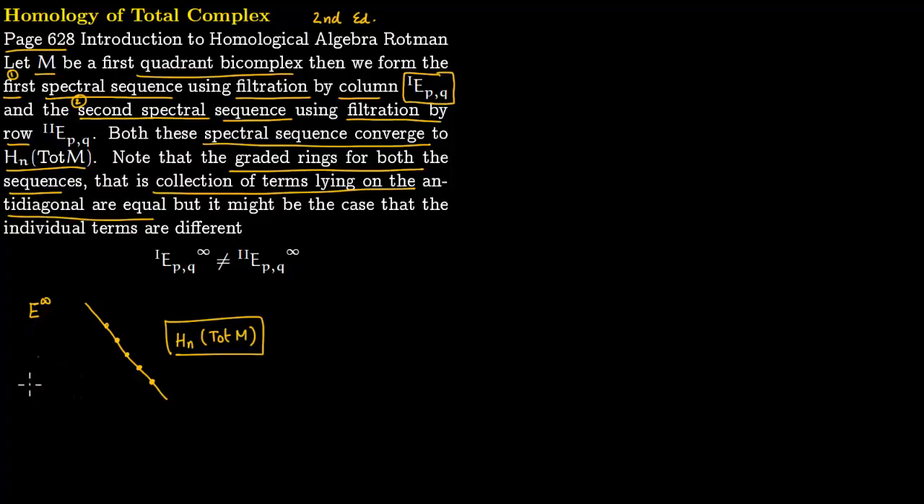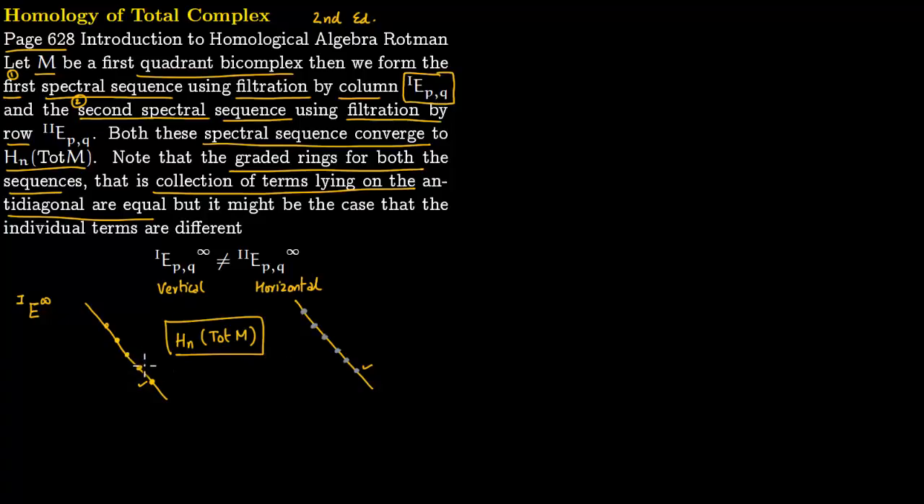So the collection of the terms lying on the anti-diagonal are equal. But the infinity pages might be different. It might be the case that the spectral sequence obtained by using the vertical filtration and the spectral sequence obtained by the horizontal filtration, their terms might be different. So say for example this is for vertical and this is for horizontal; this might not agree with this, but the direct sum will agree. These terms might be jumbled up.